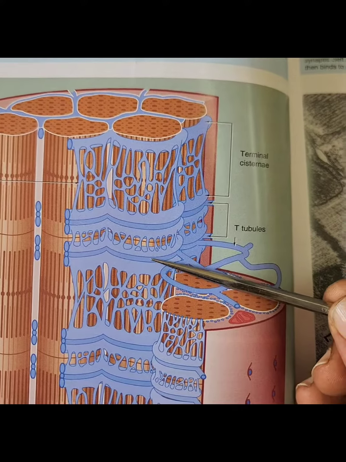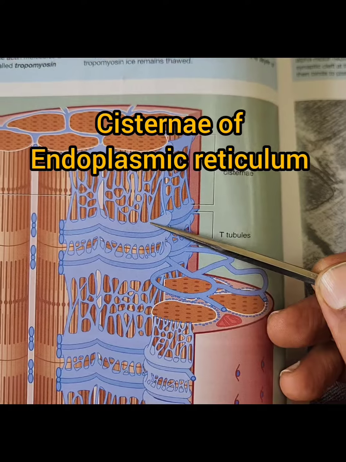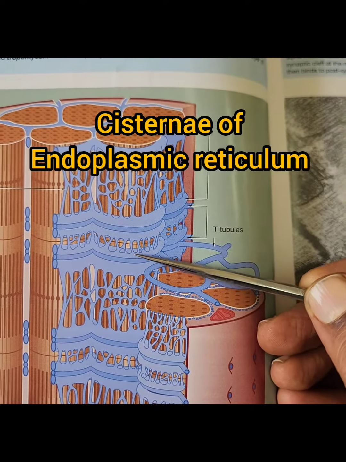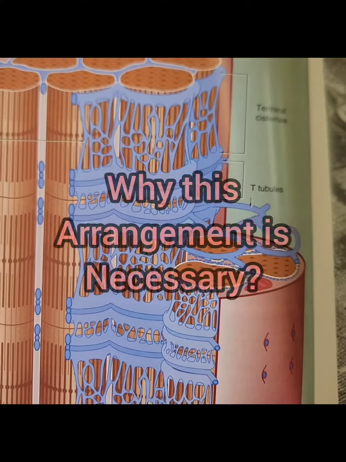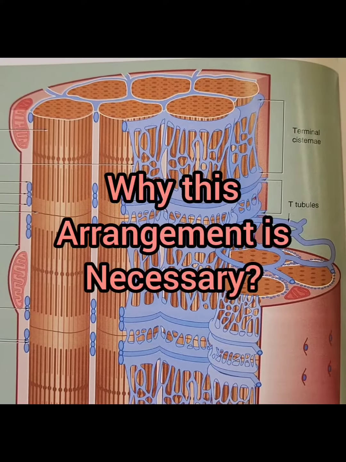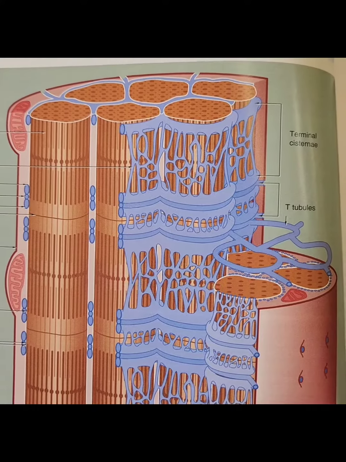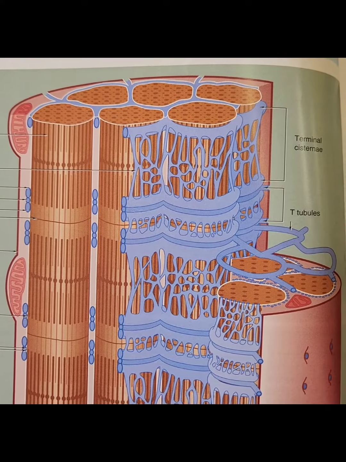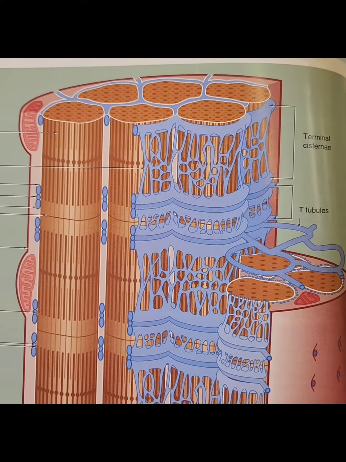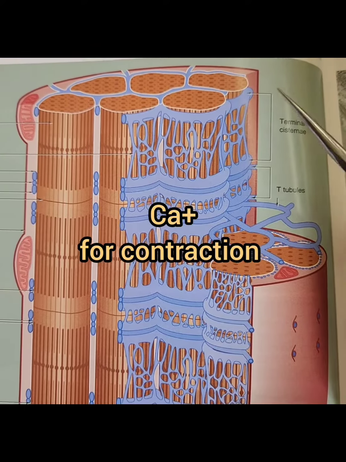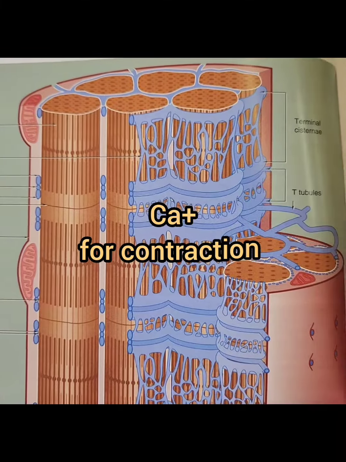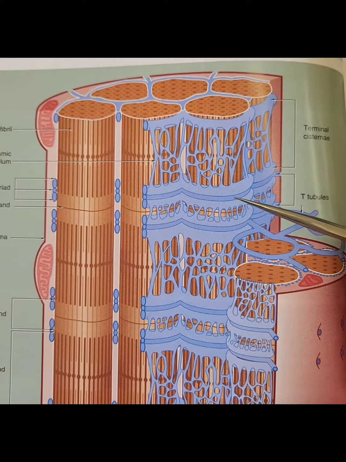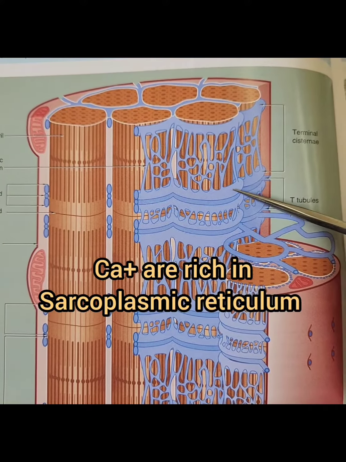Just by the side of it, we find terminal cisternae of endoplasmic reticulum. Why is this necessary? This type of arrangement allows the contraction of all the myofibrils within the muscle fiber whenever the muscle fiber is depolarized. Calcium ions are necessary for contraction couple to happen at actin and myosin filaments. Calcium ions are richly concentrated in sarcoplasmic reticulum.